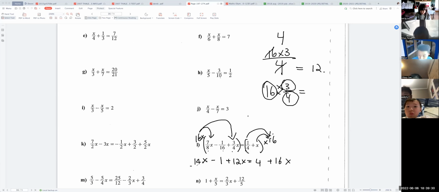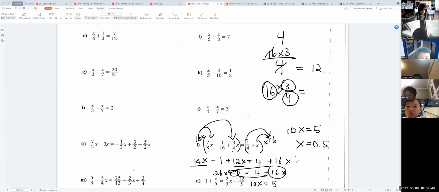So we see this one has 26x minus 1 equals 4 plus 16x. So moving the x to the other side, 10x equals negative 1, move it there, equals 5. So 10x equals 5, x equals 0.5. We can say x equals half as well.